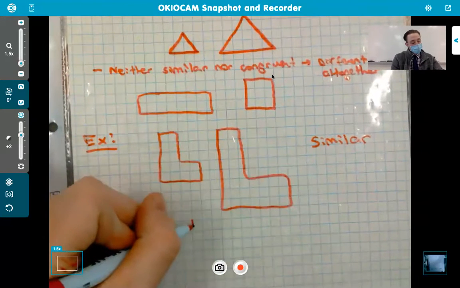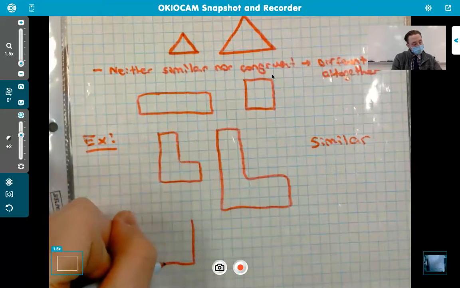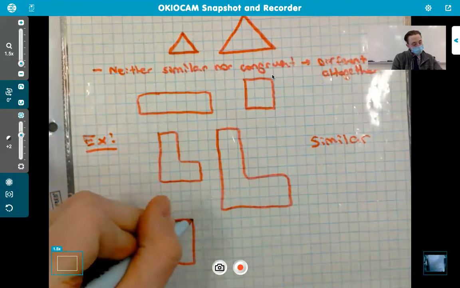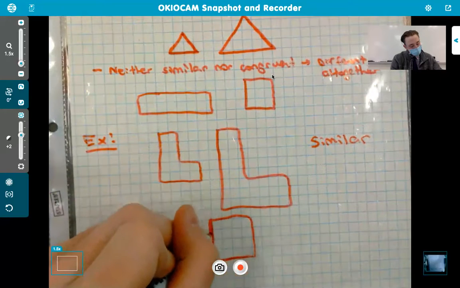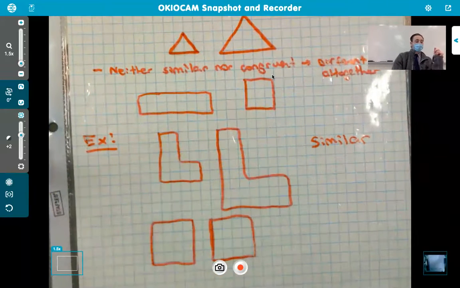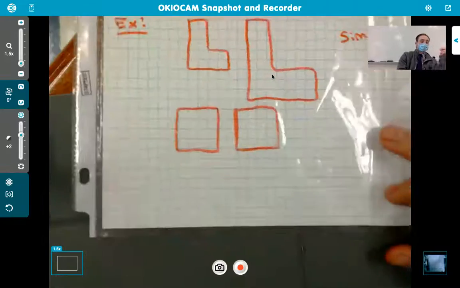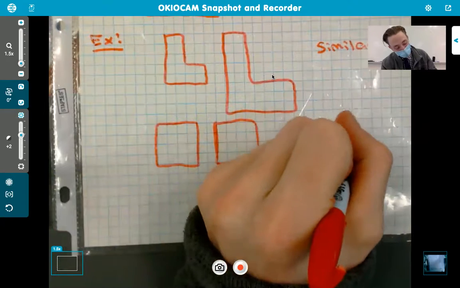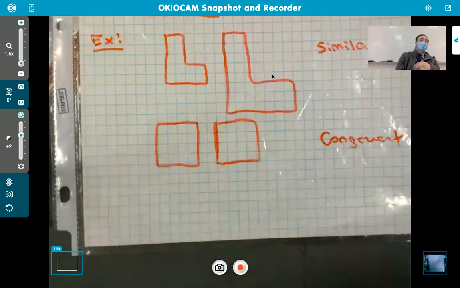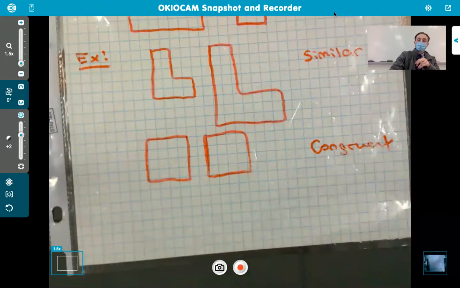What about this next pair of figures here? Similar, congruent. I got these two shapes here in the middle. Are they similar, congruent, neither? Congruent. I just can't hear you. Congruent. Same shape, same size. So they are congruent.